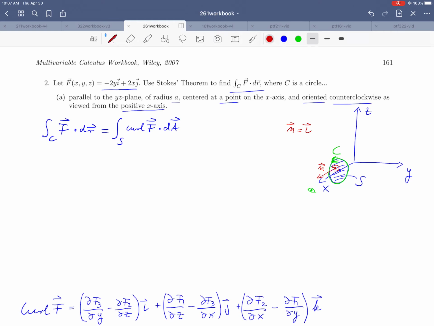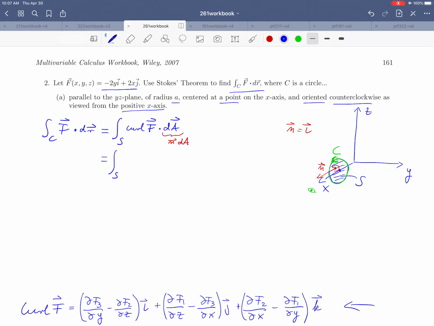All right, so we just figured out what dA is: n dA. And we still have to compute the curl. I wrote down the formula of the curl right here.